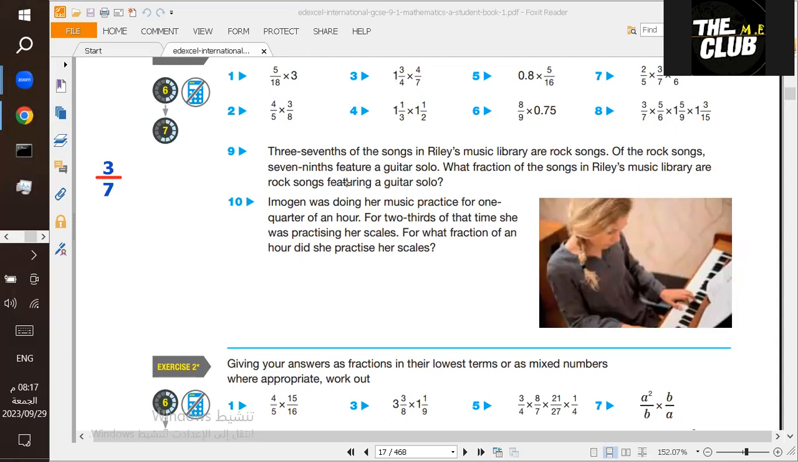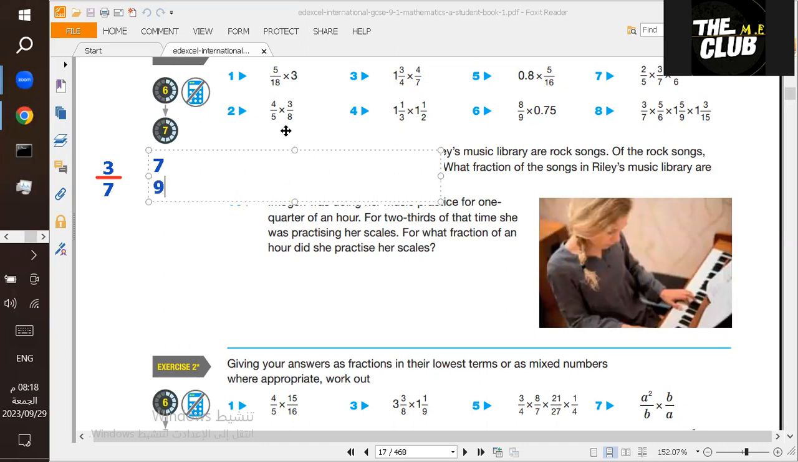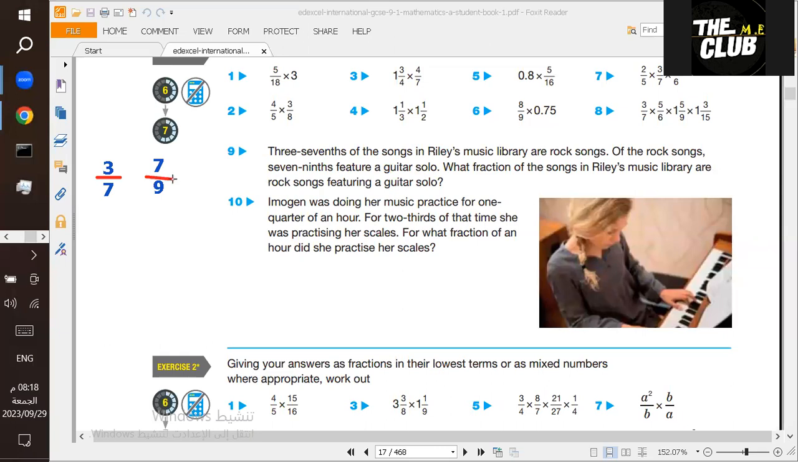And then these are the rock songs in Riley's songs. Of the rock songs, 7/9 feature a guitar solo. So 3/7 are rock songs, and 7/9 of those rock songs are guitar solos. They need to know what the guitar solos from the rock songs are.